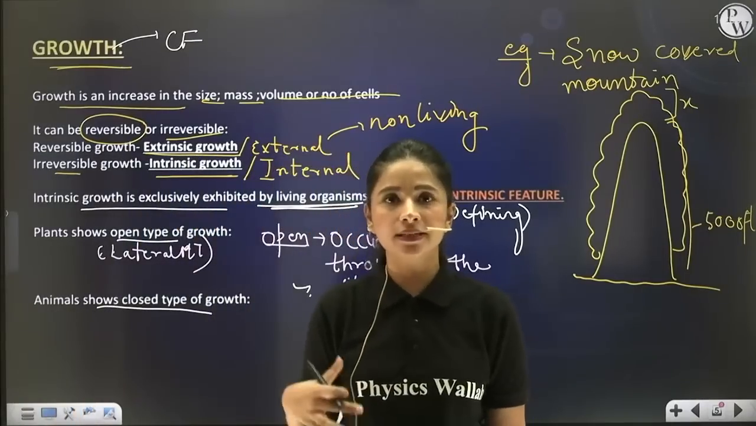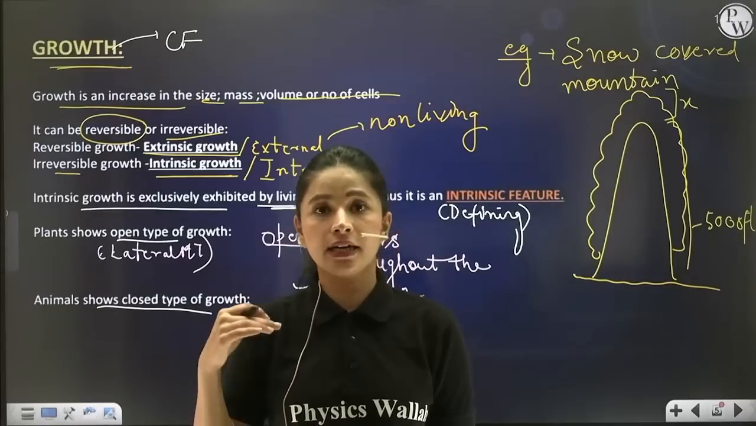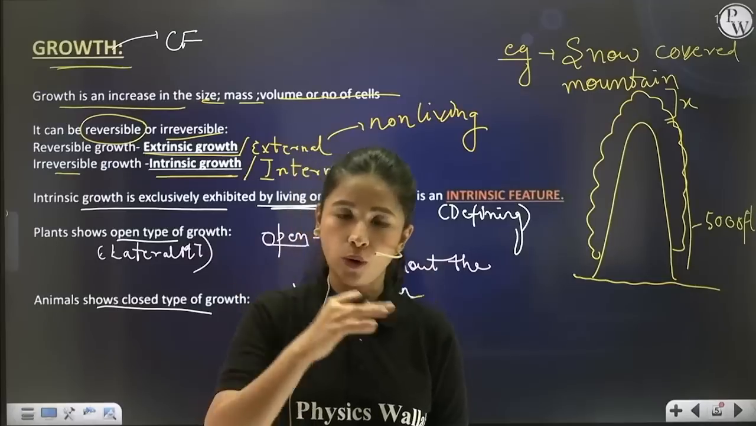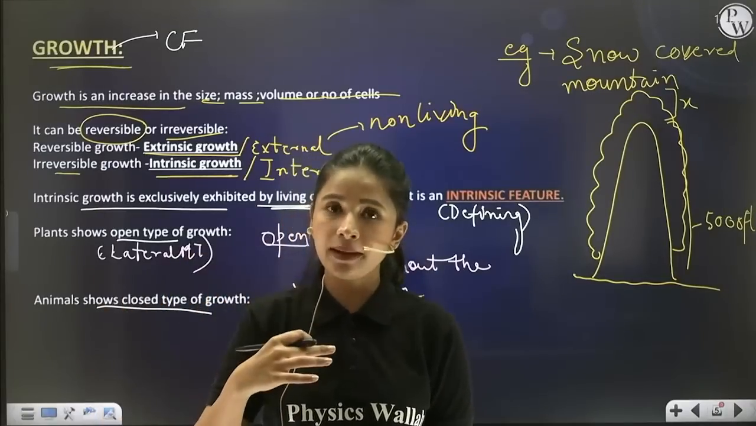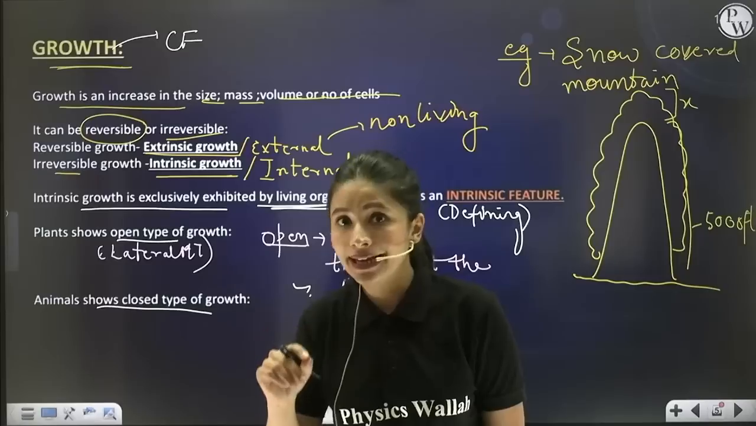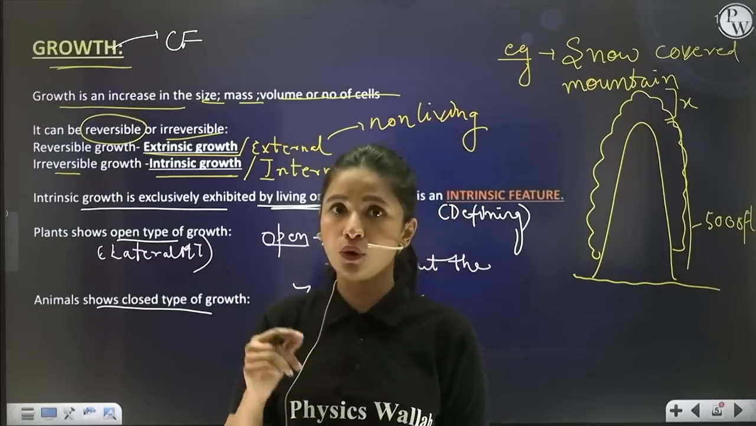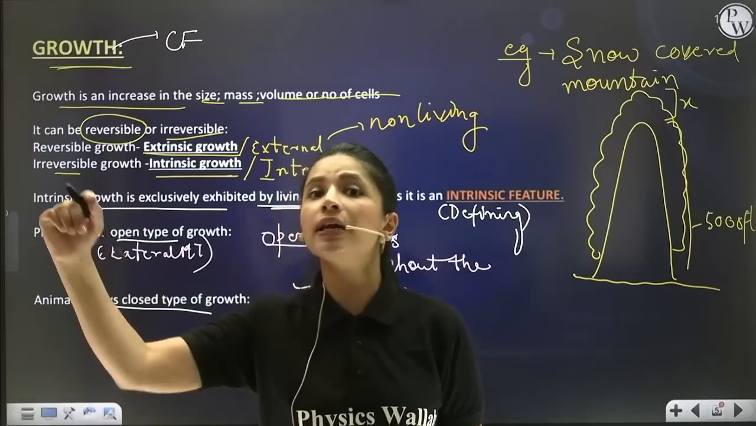About lateral meristem we will discuss in the anatomy chapter, but here you should know that there are two types of intrinsic growth, open and closed. Open type of growth is exhibited by few plants which have lateral meristematic tissue in them. This type of growth occurs throughout the lifespan.